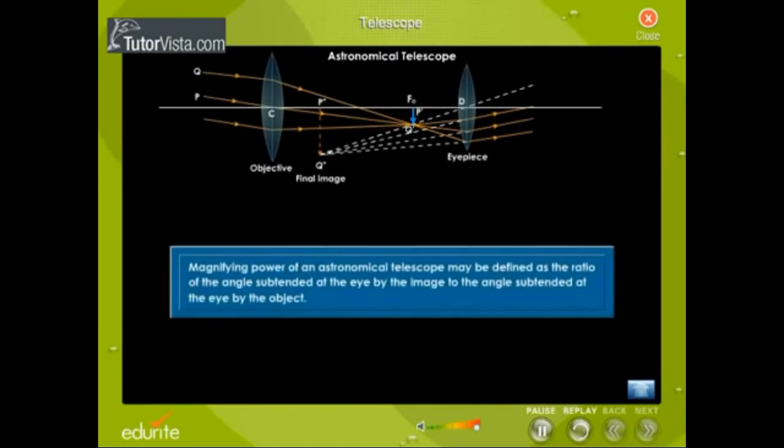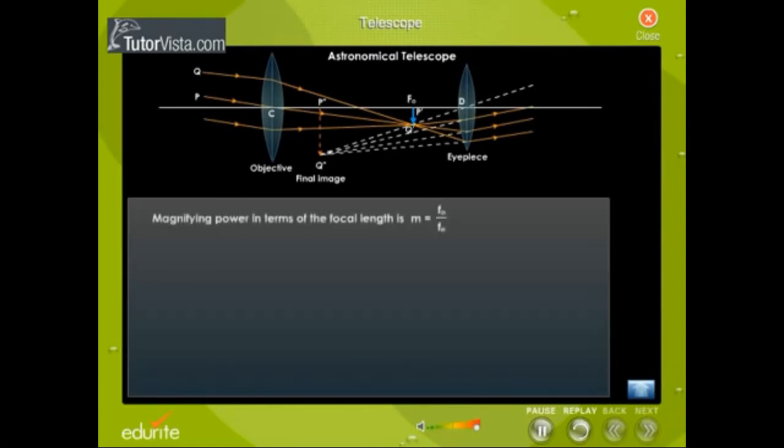Magnifying power of an astronomical telescope may be defined as the ratio of the angle subtended at the eye by the image to the angle subtended at the eye by the object. Magnifying power in terms of the focal length is M equals FO by FE, where FO is the focal length of the objective lens and FE is the focal length of the eyepiece. When theta is small and is measured in radians, theta will be equal to tan theta.